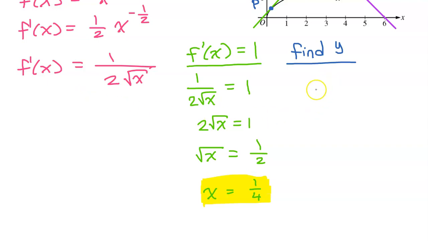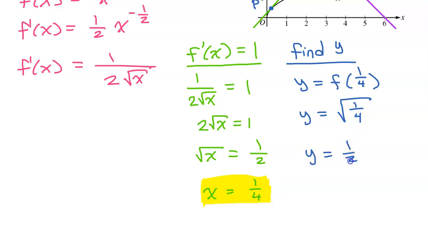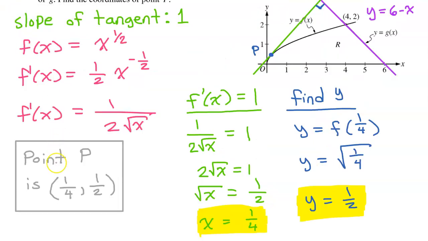So that is the x-coordinate of the point of tangency. We just need to find the y-coordinate that goes with it. Well, y will equal f at 1/4. And remember that function f is the square root of x. So this will just be the square root of 1/4. So y will equal 1/2. So the point of tangency is 1/4, 1/2.